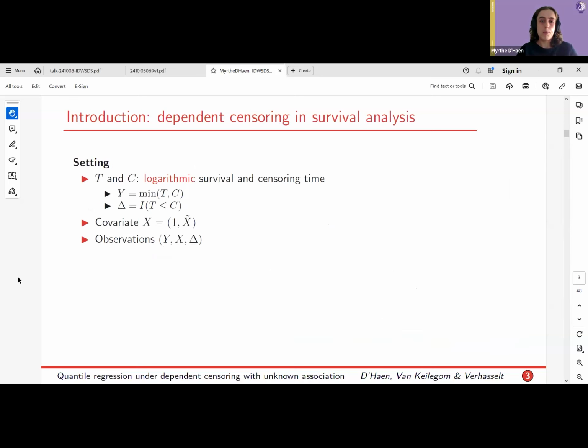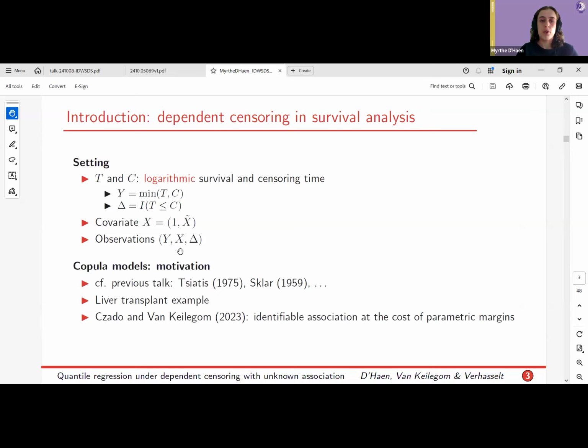So now I will get back to the more theoretical part. Our setting is the same as in the previous talk. We have the same notation as before, except that our survival and censoring times are logarithmic, so they can also take on negative values. And we will work in a regression setting, which means that we'll also observe some extra information in the covariate X.